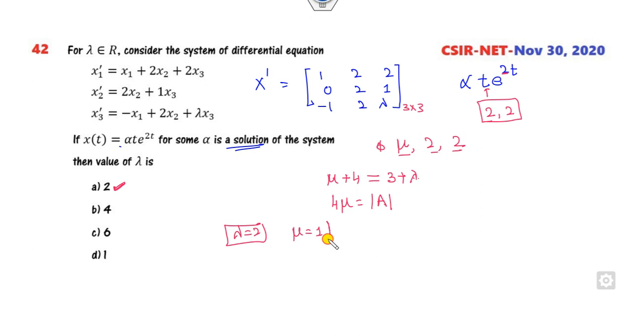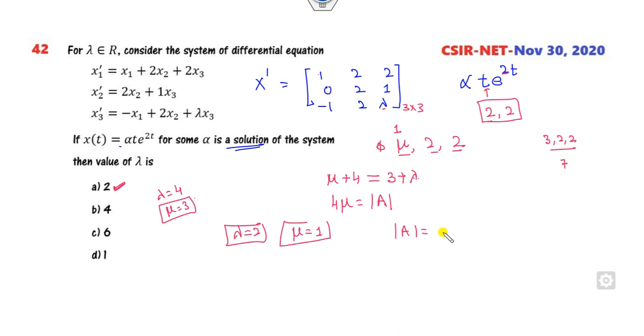So the trace, if lambda is 2, the trace will be 5. When you take lambda as 4, what is mu? Mu is 3. So it means the three eigenvalues are 3, 2 and 2. The sum of them will be 7, and here it is also 7, but we will also find the determinant of A. What is the determinant of A?